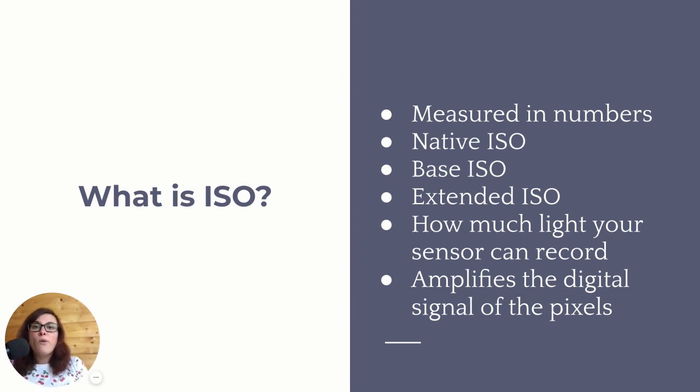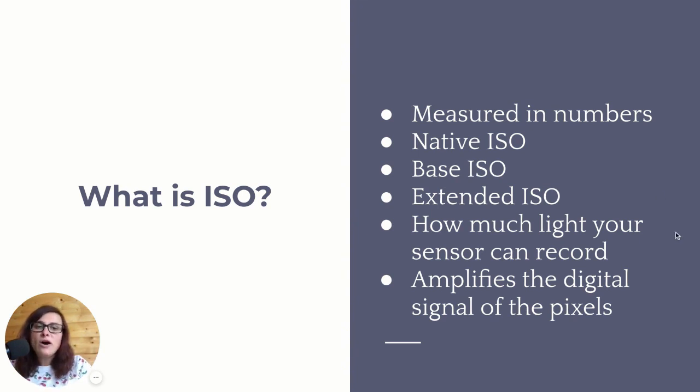Now, what does it measure? What does this number tell us? Basically, it tells us how much light your sensor can record. Your sensor is made out of little pixels. Each of these pixels can capture and record a certain amount of light. The higher the ISO number, the more light that pixel can record.